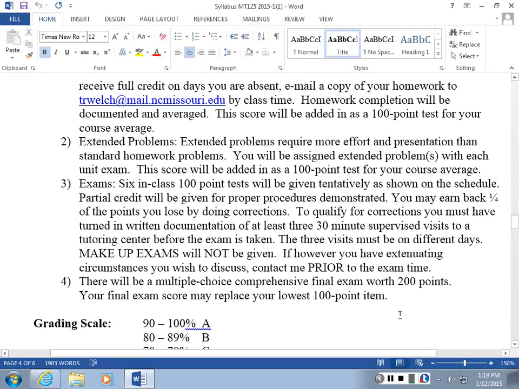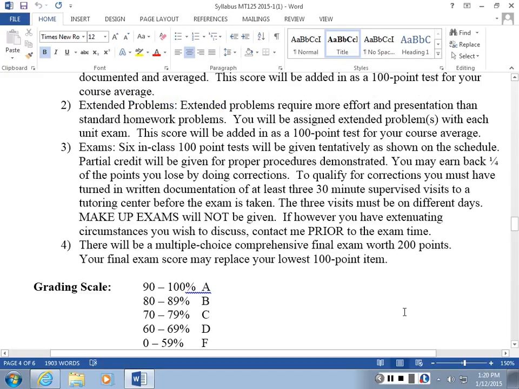We will have a multiple choice final exam. So all 40 questions are multiple choice to total 200 points. It is going to be a 200-point final, so the final counts as 200 points no matter what. But along with having that final counting as its 200 points, it can also replace your lowest test score. So if you have one really bad test, I should reword that, your lowest 100-point item. So if you have a bad test, it can replace the lowest test.